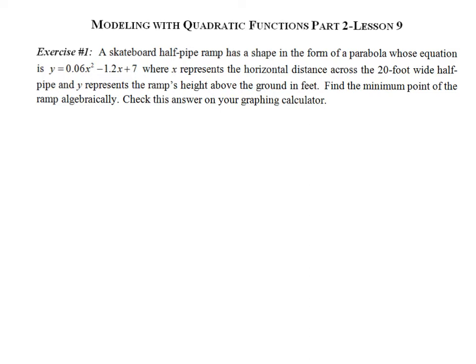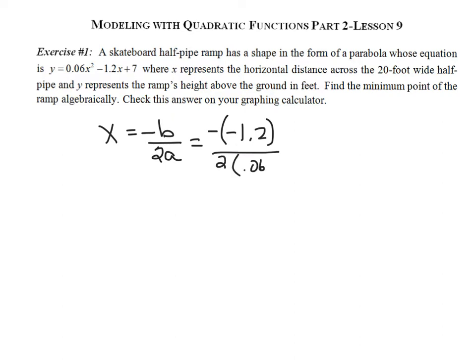So anytime I have a parabola and I want to find the turning point, I'm going to start with that equation, x is equal to negative b over 2 times a. So for this one, we're going to negate the coefficient of the x term, so negate the negative 1.2, and divide by 2 times 0.06. Now yes, I typed this into my graphing calculator, and I got as my x value for my vertex, x is equal to 10. Now, since I want to find the whole point, I need to take that 10 and substitute it into my equation.